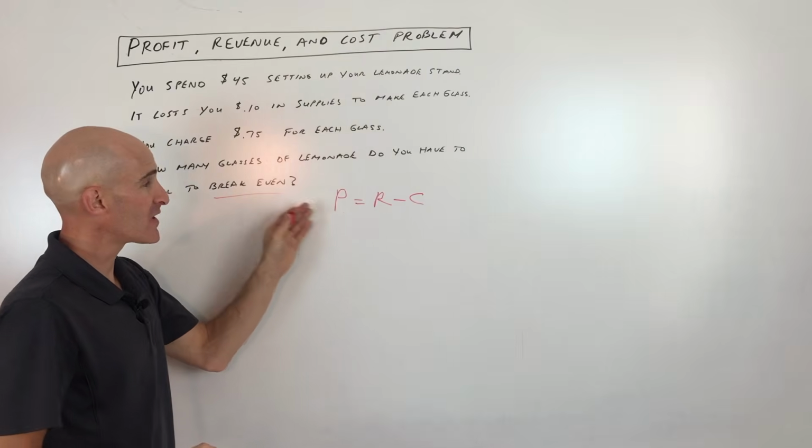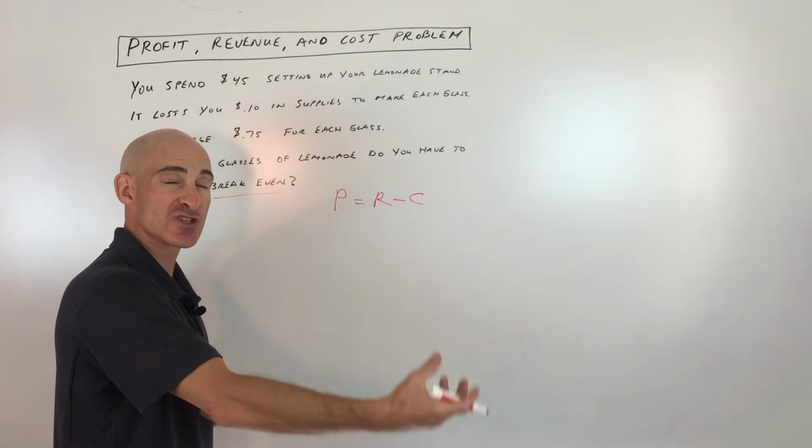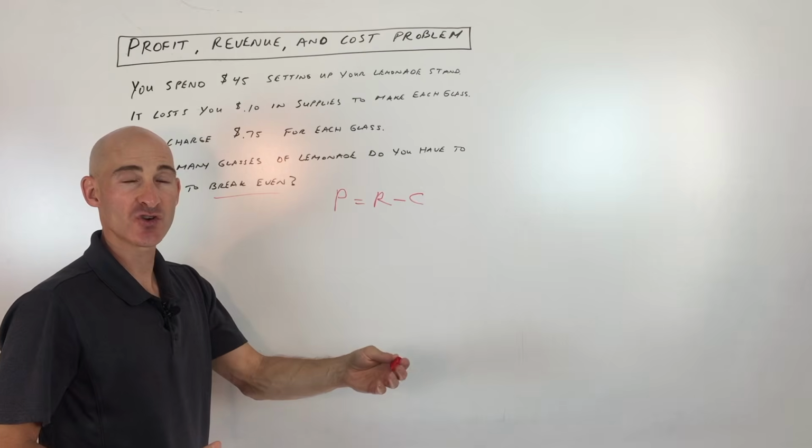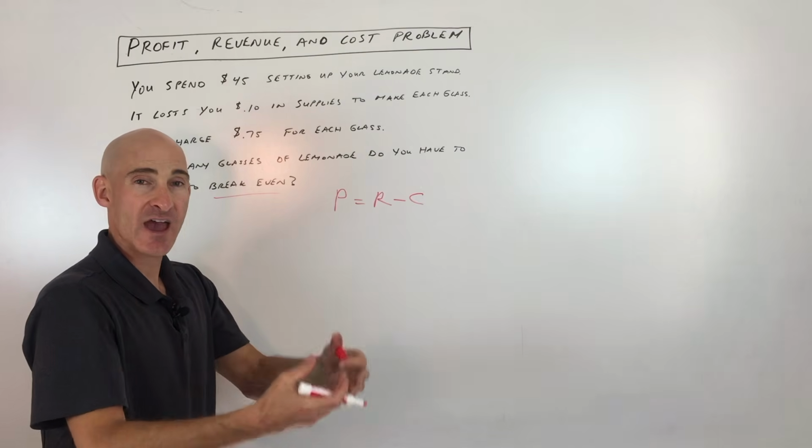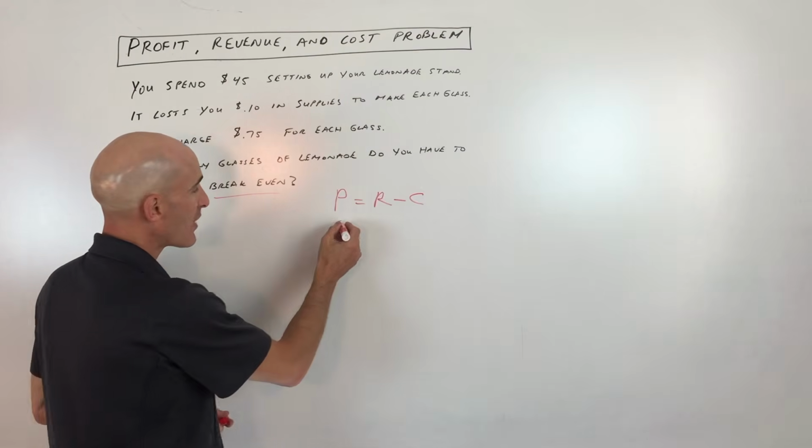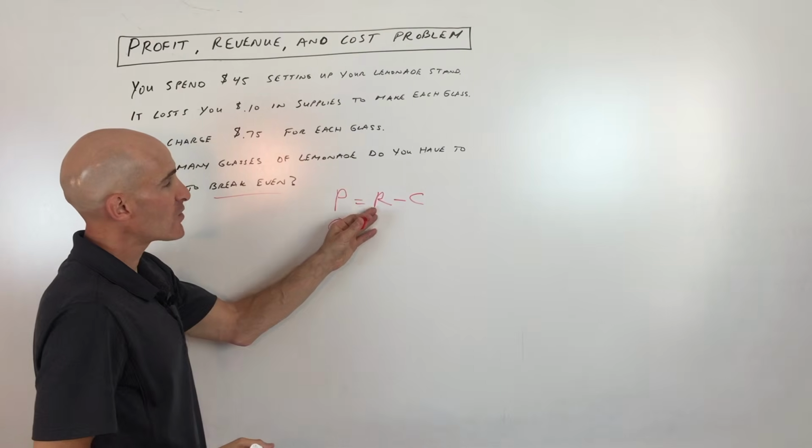Now the break-even point is just when you are about to reach profitability. You've paid for all your initial costs, and after that you're going to start becoming profitable. So that's when the profit equals 0. Okay, so let's write an equation for the revenue.